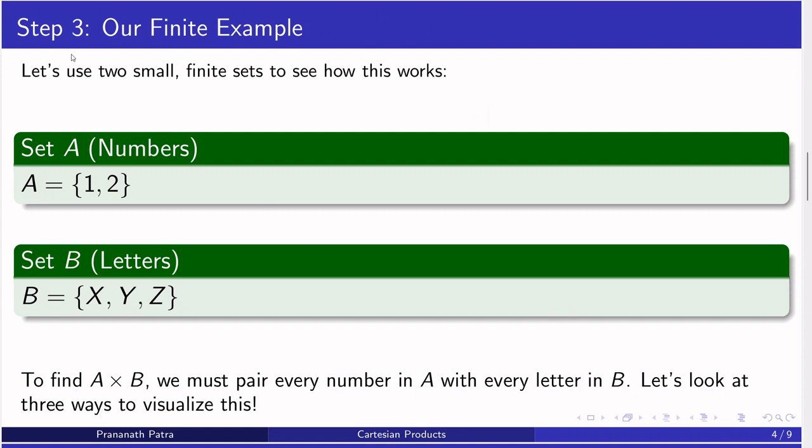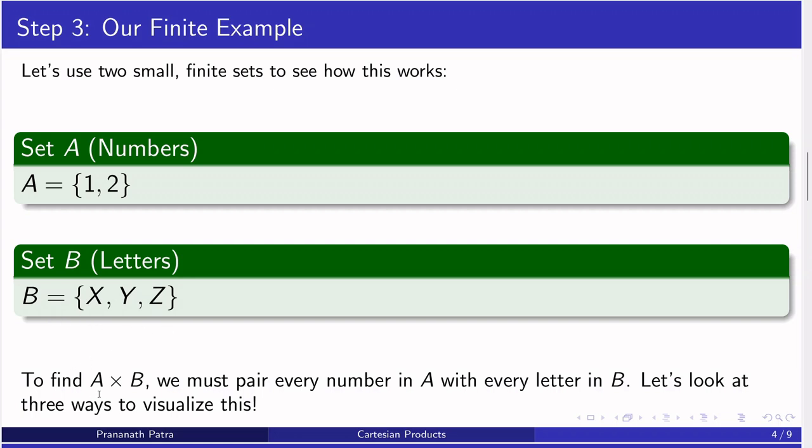Let's bring this to life with step 3, our finite example. We will use two small finite sets to see exactly how this beautiful pairing works. First, we have set A, which represents numbers. Specifically, our set is A equals {1, 2}. Next, we have set B, which represents letters. This set is B equals {x, y, z}.